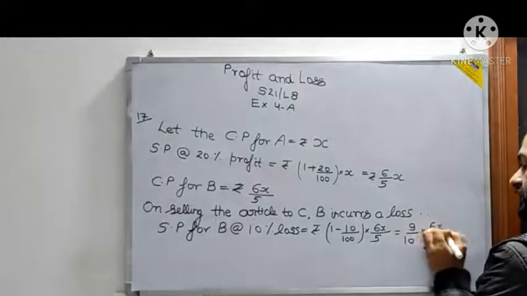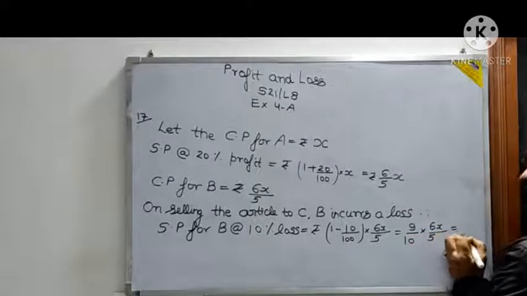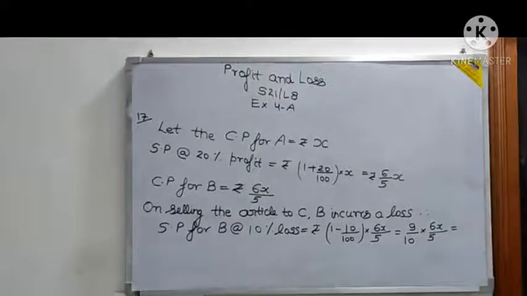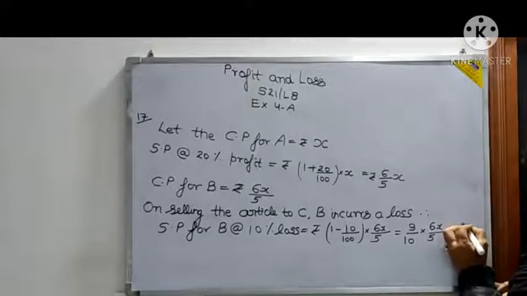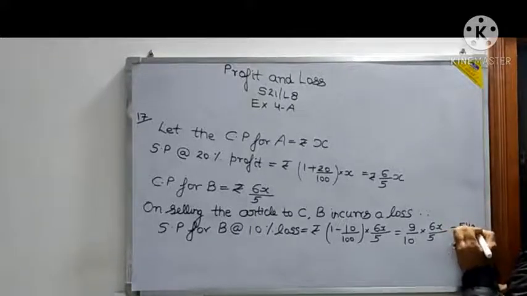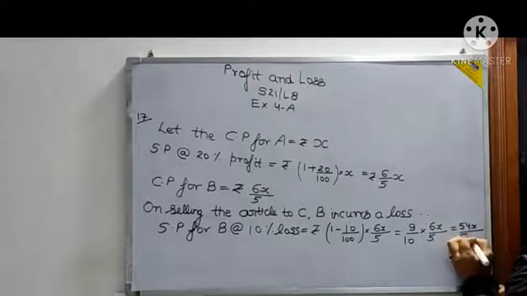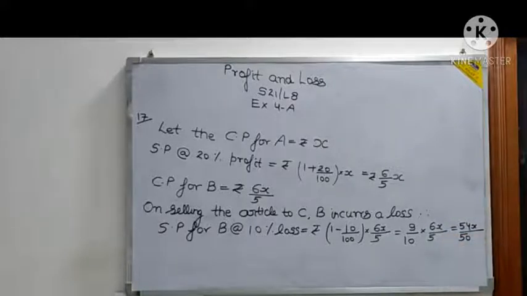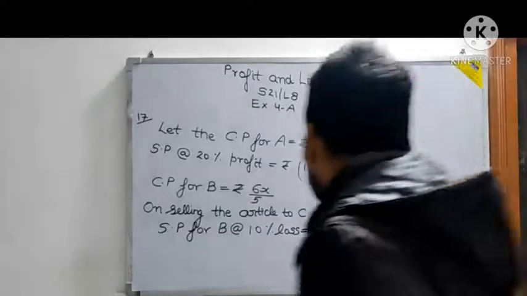So 9 by 10 into 6x by 5. If some simplification is possible, you can do it. Otherwise, you can leave it like that. So 54x upon 50. Okay, so 54x upon 50. Now that is SP for B.